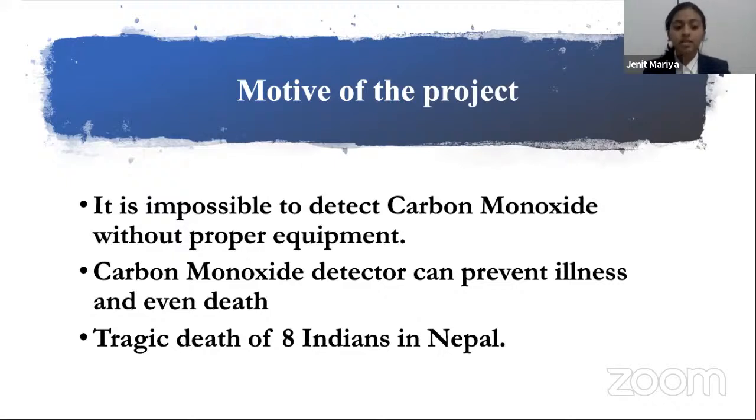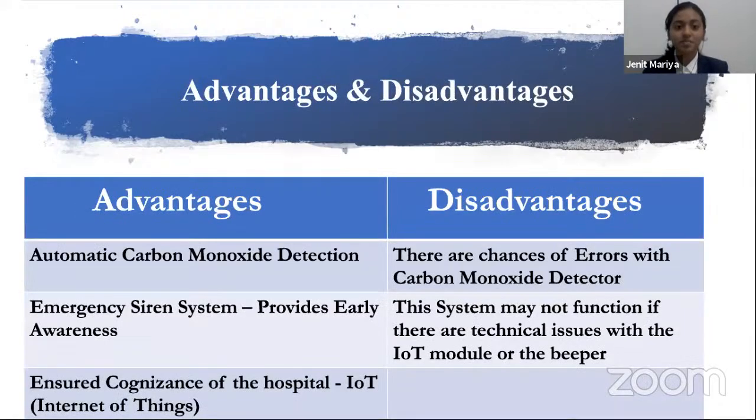Then I have already told you about the tragic death of 8 Indians in Nepal. And coming to the latest affairs, if I'm not wrong, on July 13th, 6 Indians were killed because of carbon monoxide emissions in Maharashtra. So let's hope that if this is implemented, no more deaths will happen because of this. I'm very sure this is really going to help and save a lot of lives.